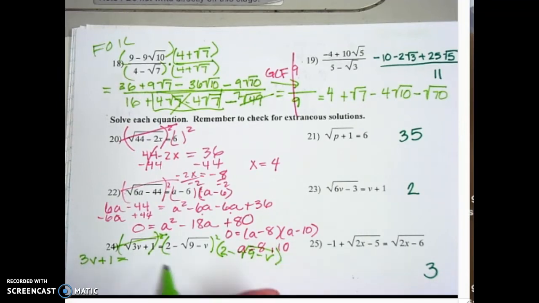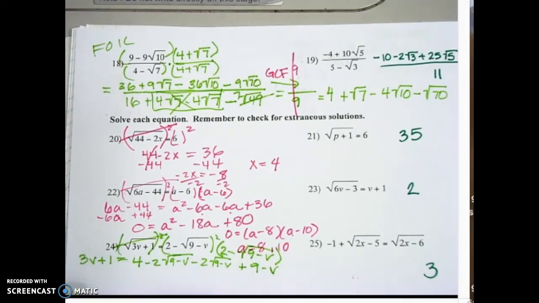And I'm going to need to FOIL. So first is 2 times 2, which is 4. Outside is going to be a negative 2 times the square root of 9 minus b. Inside is going to get me another negative 2 times the square root of 9 minus b. And then last is going to get me a positive square root of 9 minus b times the square root of 9 minus b, which is 9 minus b. We simplify it.